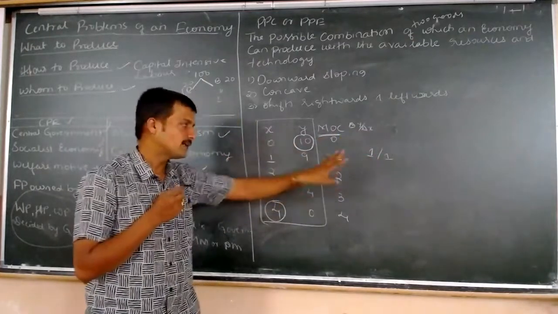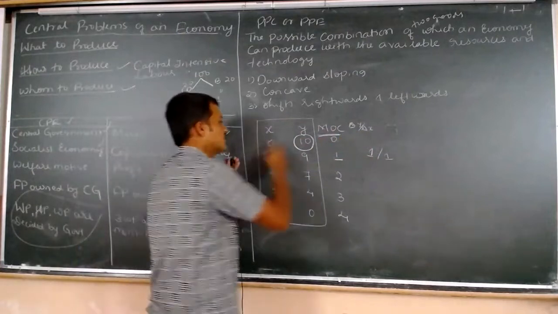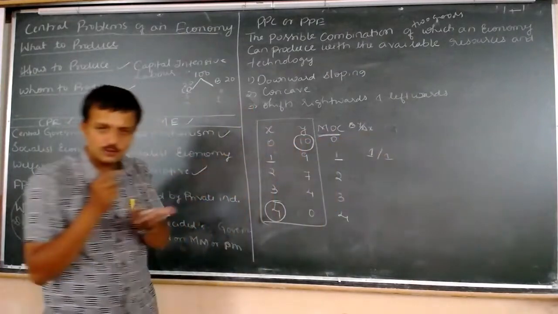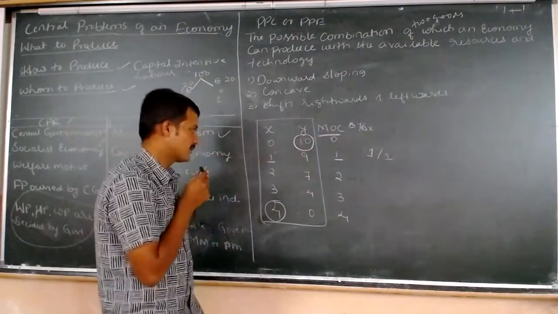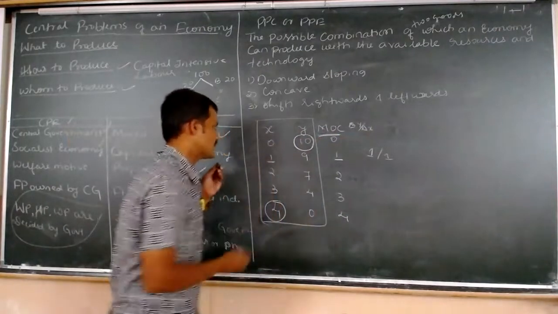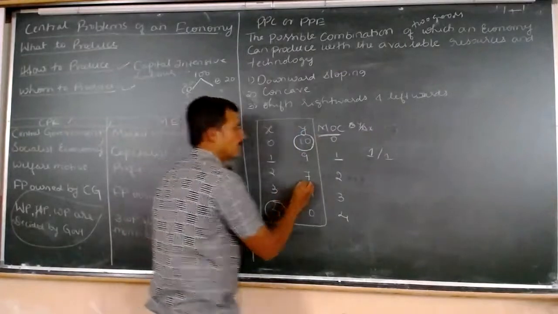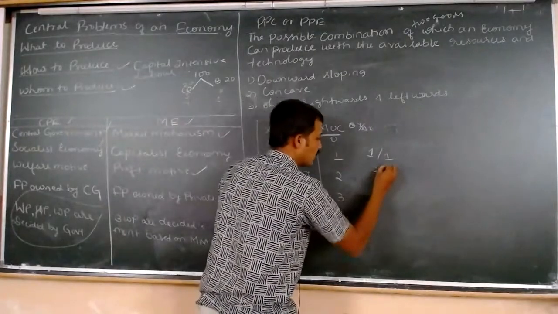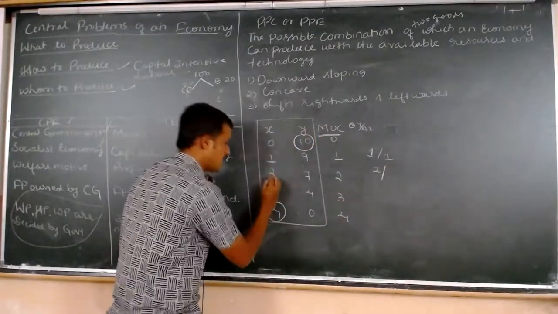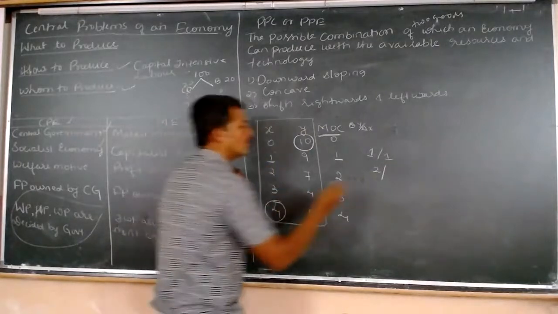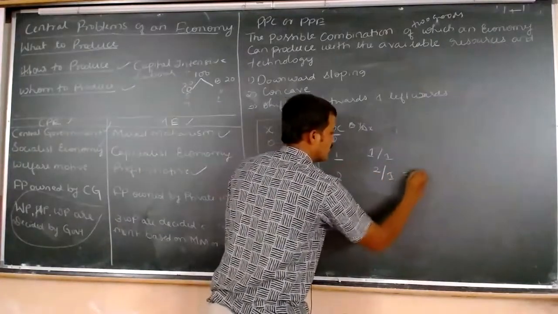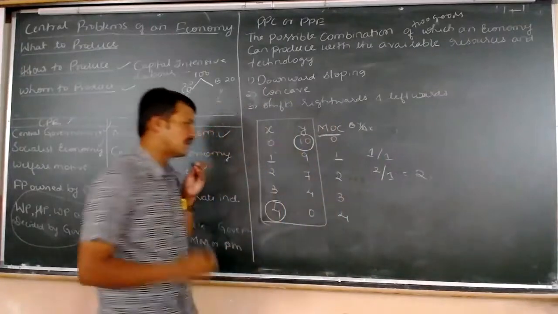So 1 divided by 1 is equal to 1. So initially it is 0 by 0, so there will be no change. The next is, when it comes to next, change in y is 9 minus 7, that is 2, divided by change in x. From 1 to 2 it has become 2, so it is 1, so it will be 2. So you have got that here.